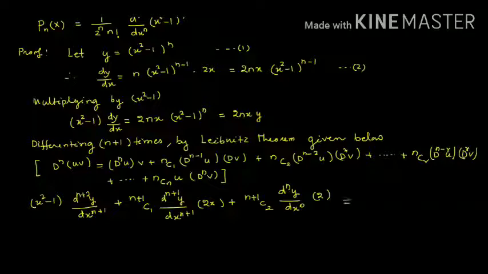is equal to 2n into derivative of xy, that is first x, then dn plus 1 y by dx n plus 1 plus n plus 1 c1, reduce one derivative dn y by dxn, then derivative of x is, that is 1.